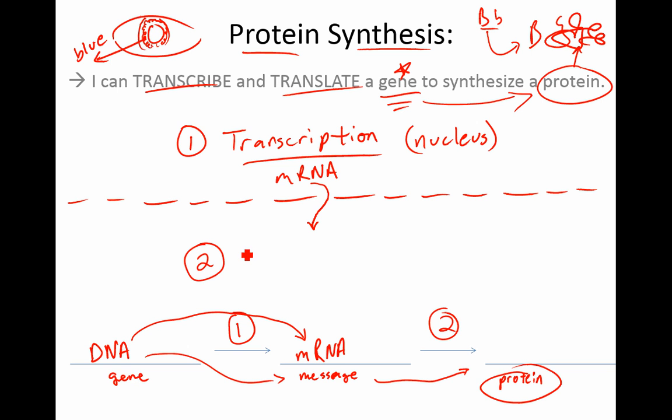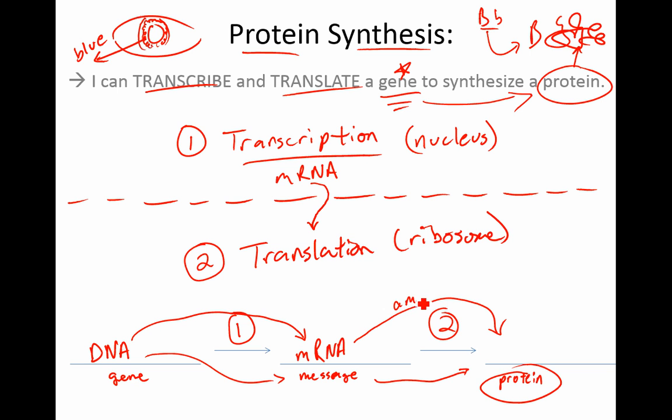Step 2 of this process, which is called translation, is when the ribosome takes that mRNA and uses the information in that mRNA to assemble a bunch of amino acids into a protein. Now, what amino acids go into that protein? Well, that depends on the protein, right? So the amino acids that make up the protein hemoglobin, that's a different sequence of amino acids than the protein that makes your eyes blue.